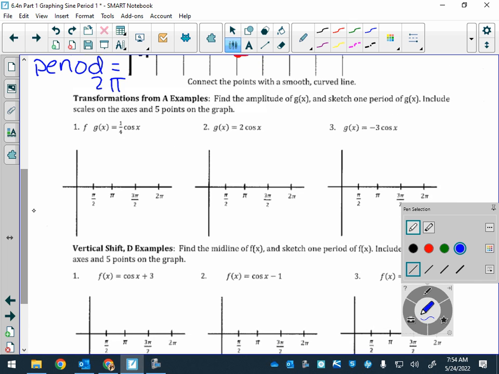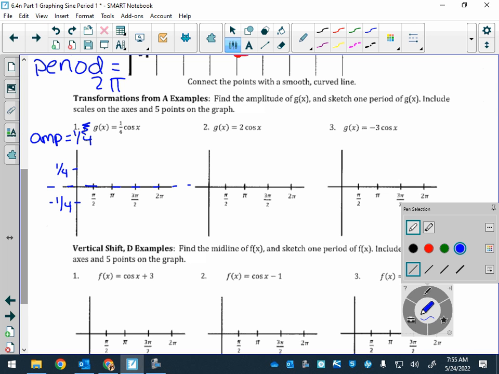Okay, when we have an A, and that extra F, I don't know what that is. So for cosine, what is our amplitude for g of x? Nick? Good. Our amplitude is 1/4. Is our midline still 0? Yes. So from our midline, we count 1/4 and we subtract 1/4.